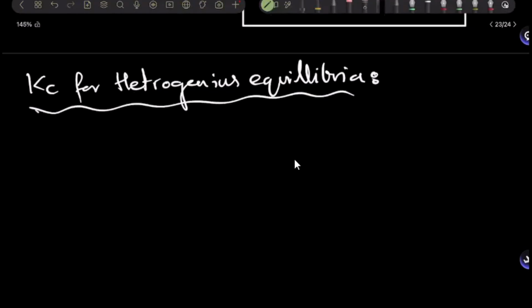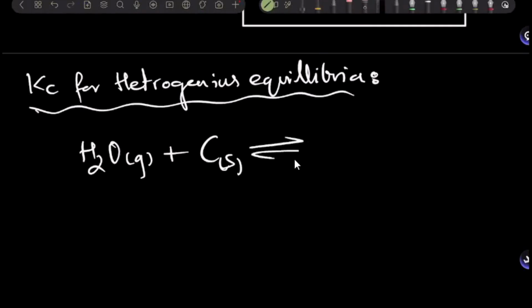For example, you have H2O gas reacting with carbon solid or red hot carbon, and it produces H2 gas and carbon monoxide gas. Now this reaction is at dynamic equilibrium. But what type of equilibrium is this? This is a heterogeneous equilibrium, right? Because the states or the phases of the reactants and products are not the same. They're different. Is that clear? Yep. The carbon is over here in solid and all the other things are in gaseous state. So more than one phase is present. So this is a heterogeneous equilibria.